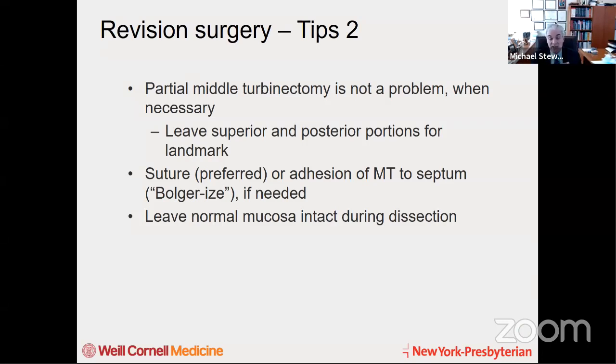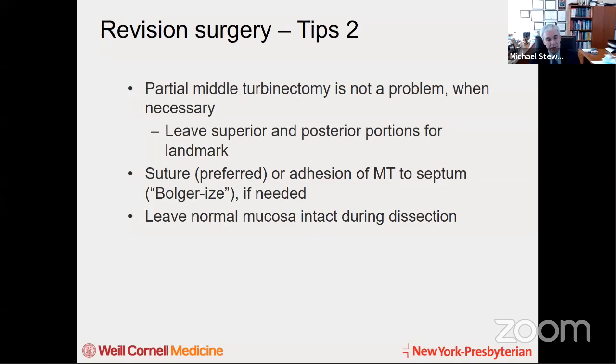I think that that is a reasonable technique. I personally don't do it that frequently. I'm a bit concerned about the possibility of having too many adhesions between the middle turbinate and the septum, reducing access to the olfactory cleft and causing olfactory problems. I'm also concerned about mucociliary clearance causing crusting and buildup at that spot.